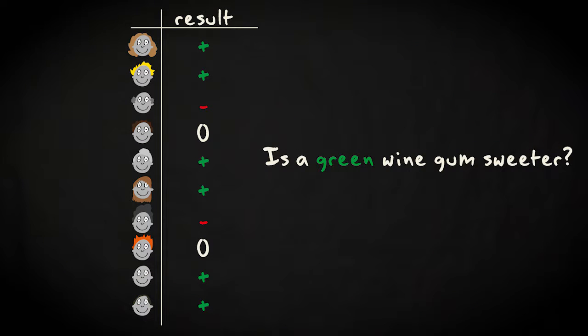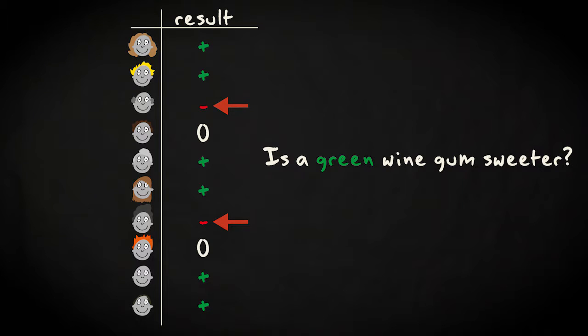This is a table with results. Each row gives the opinion of one person. If that person thinks the green wine gum is sweeter, a plus is shown in the results column. If the other color tastes sweeter, a minus is shown. And if they are equally sweet, a 0 is shown. As you see, 6 of the 10 people think the green one is sweeter. 2 out of 10 think there's no difference, and the other 2 think that another color than the green wine gum is sweeter. Clearly, the majority of the persons thinks the green wine gums are sweeter.